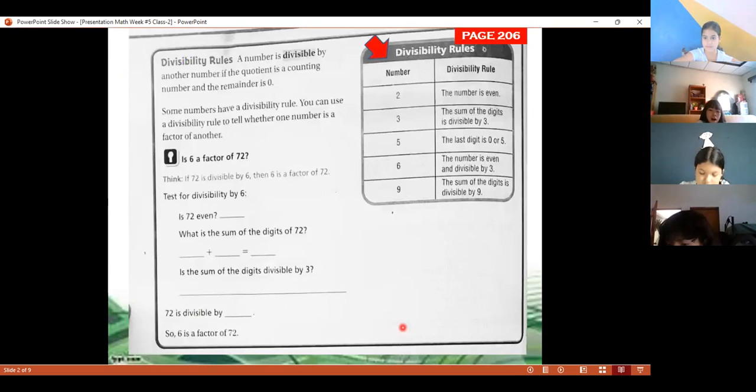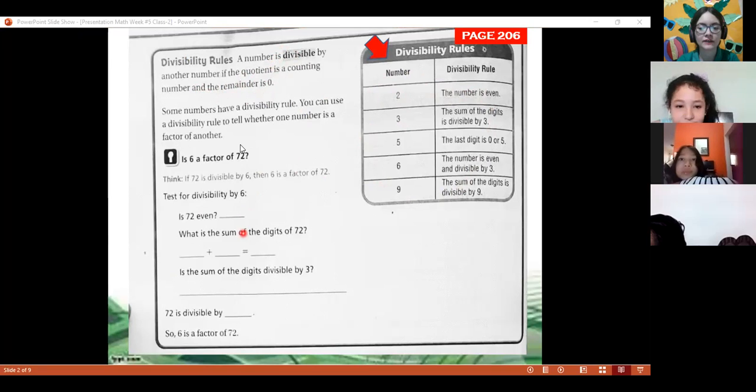Now, on page 206, yesterday we worked on this, let's review. We say that it's important to know this. When a number is divisible by another number, the quotient is a counting number and the remainder is 0. So remember, the remainder must be 0. So we have the chart of divisibility rules. Like in number 2, that means that a number can be divided by 2 if the number is even. Do you remember what an even number is?